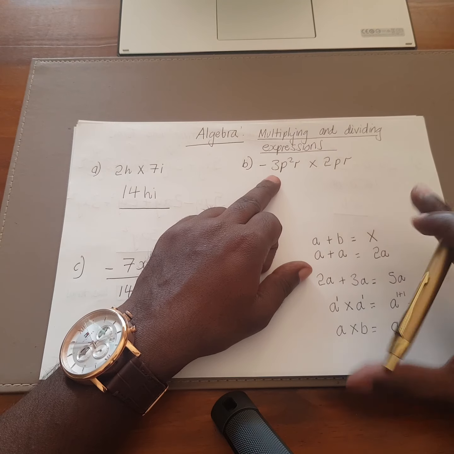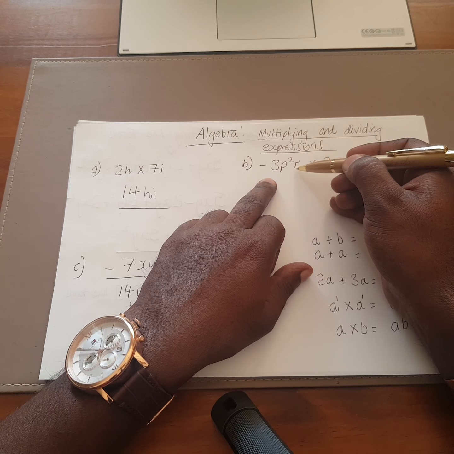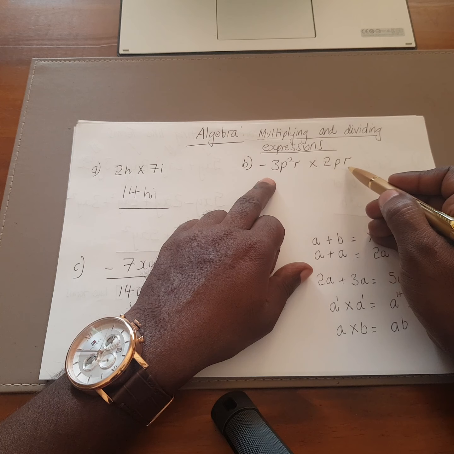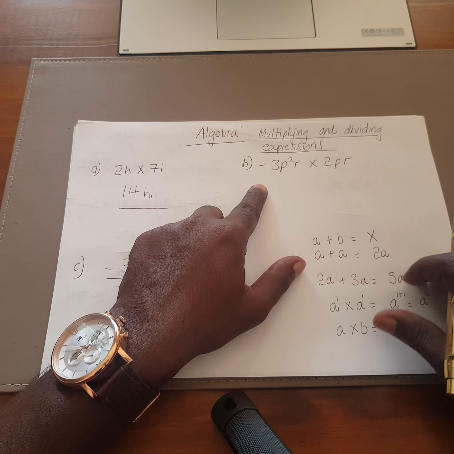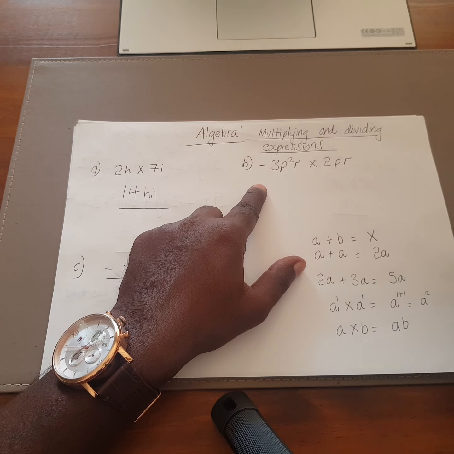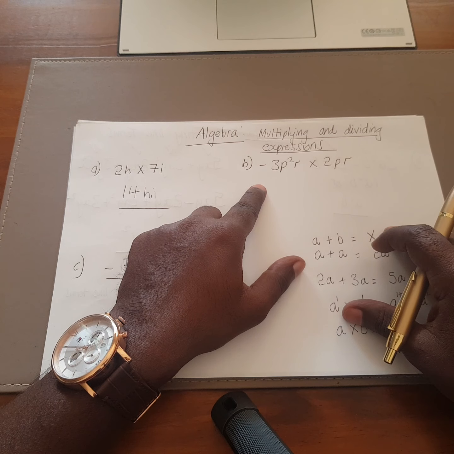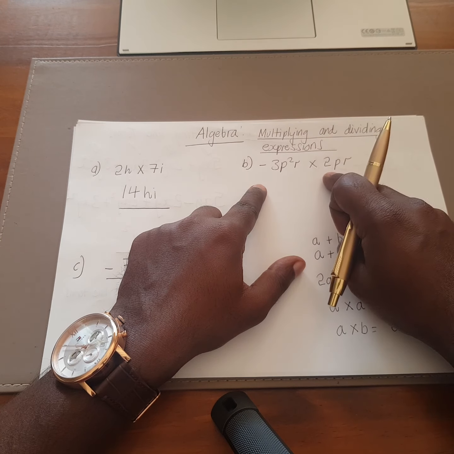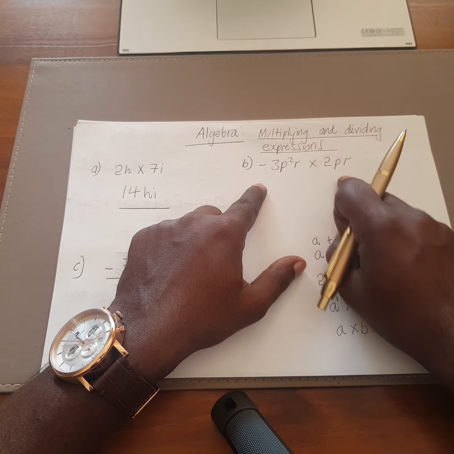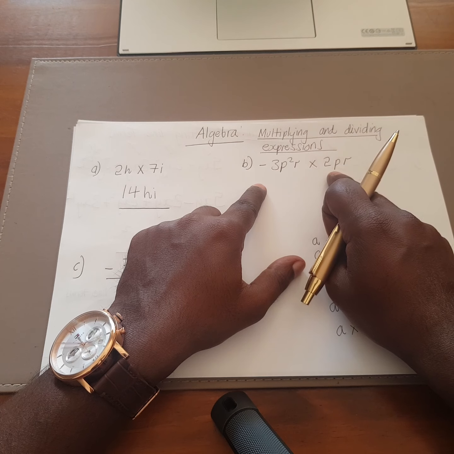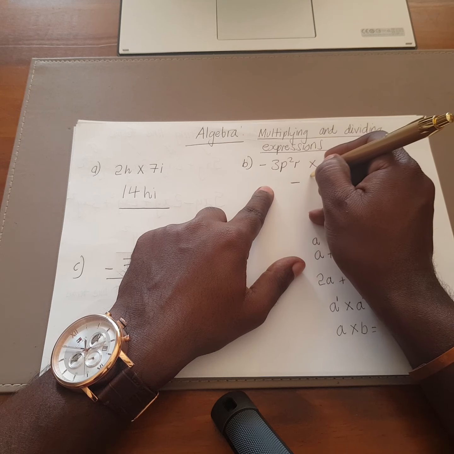Let's look at B, for example. In B, we've got negative 3p squared r times 2pr. So just like in A, what we need to do is multiply the numbers. So we've got negative 3 and 2. Remember, in basic maths, when you multiply a negative by a positive number, you will get a negative number. If it's a negative by a negative number, you get a positive. In this situation, it's negative 3 times 2, therefore that's negative 6.